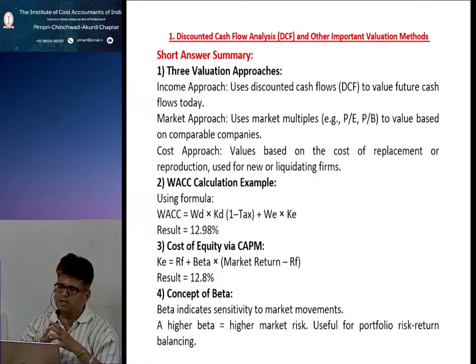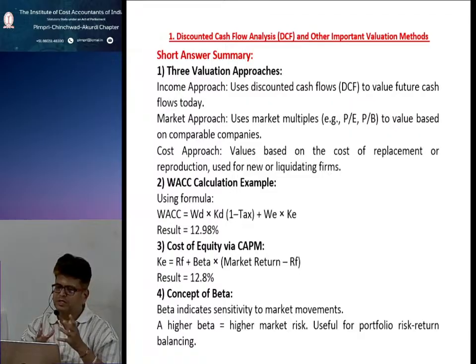In the first question and answer, 3 valuation approaches have been discussed. First is the income approach, which uses discounted cash flows to value future cash flows today. Second is the market approach, which uses market multiples, for example PE or PB, to value based on comparable companies. Third is the cost approach, wherein value is based on the cost of replacement or reproduction, used for new or liquidating firms.